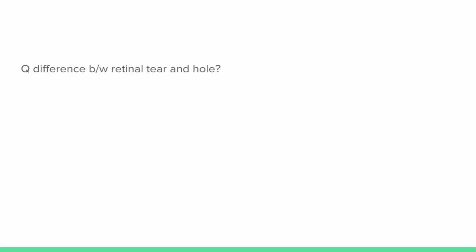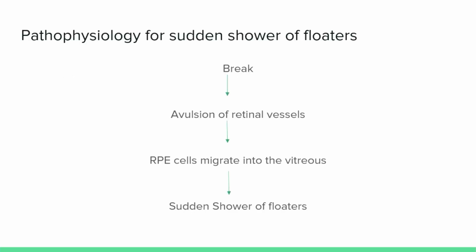Okay. Now the question. You understood? You understood what causes flashes and floaters? Flashes are because of the mechanical pulling on the retina. So the patient can have flashes but still not have a break. It just indicates that there is something still pulling on the retina.